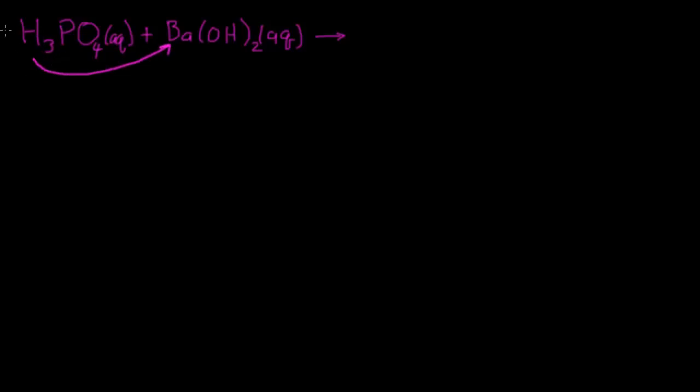So the H plus from the phosphoric acid is going to exchange places with the metal cation part of the barium hydroxide. So we're just going to exchange the cationic parts. These guys just trade places. So we're going to end up pairing the barium right here with a phosphate.